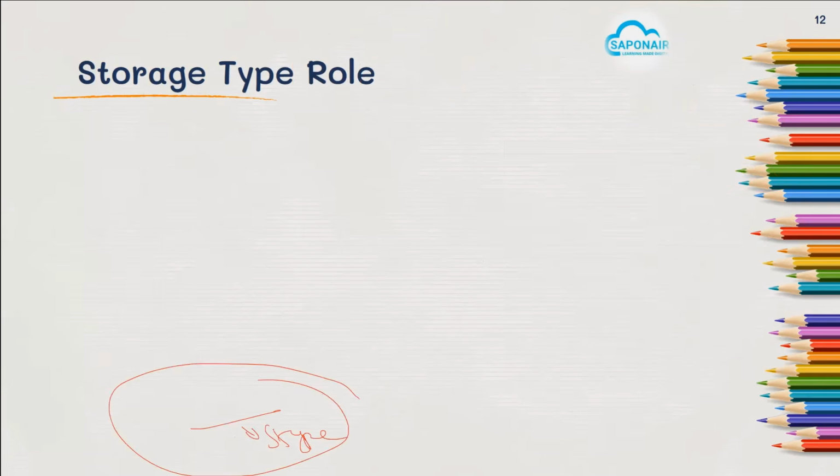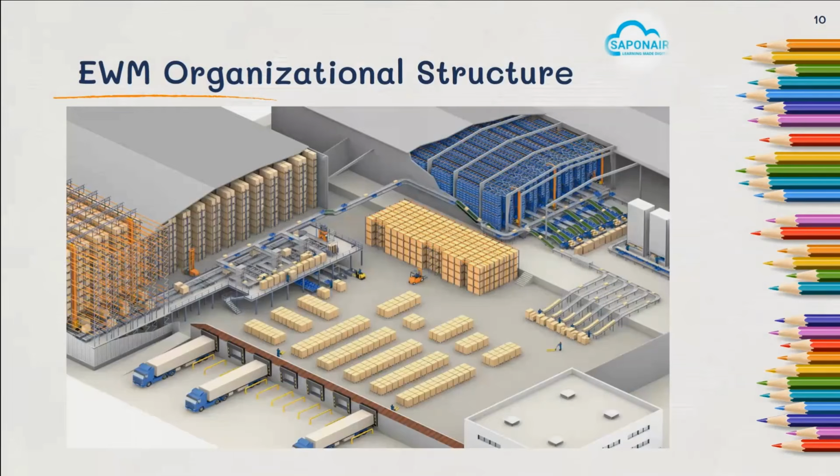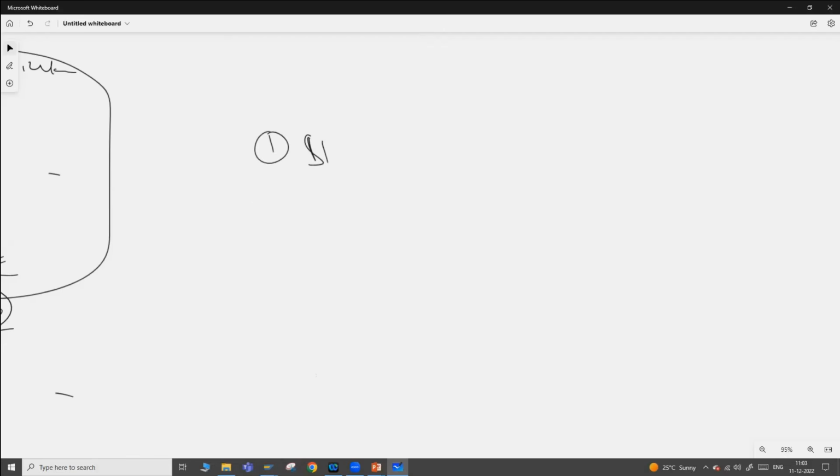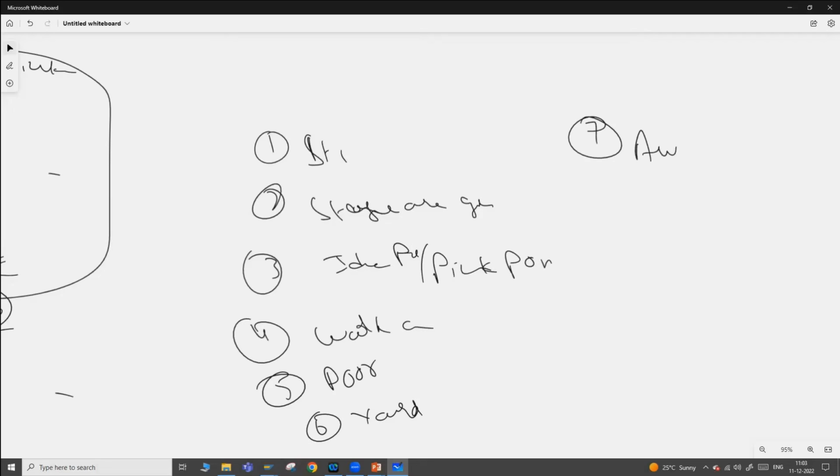Okay, so let me go back. What all do we have? We have standard storage, we have staging area group, we have staging, right? We have ID points, pick points, right? And we have work centers. What else do we have? And we have yard, right? We have automatic storage.